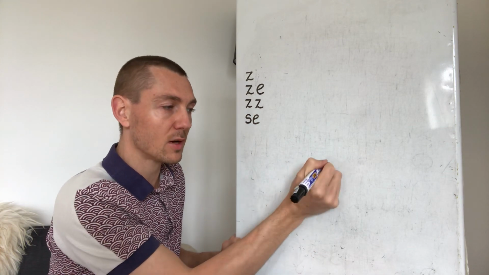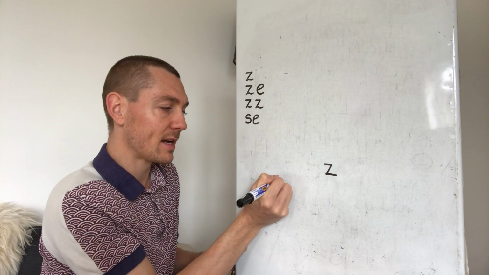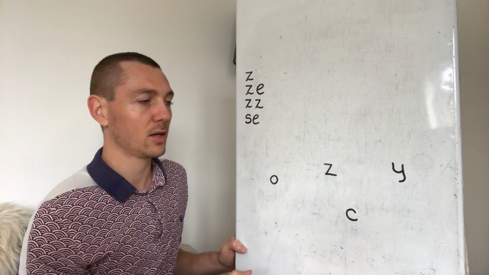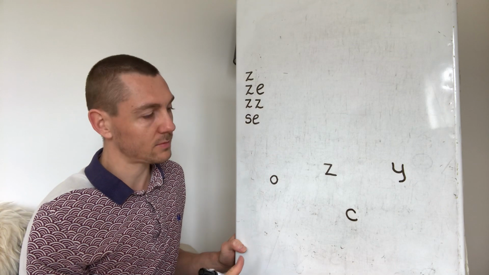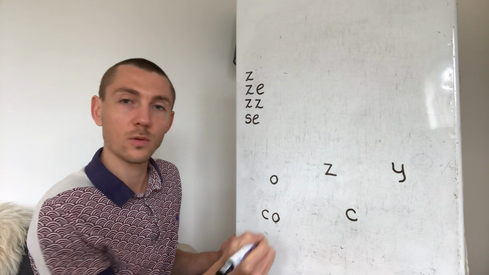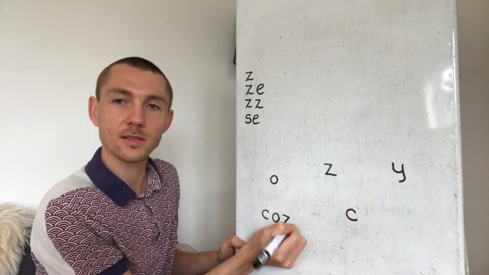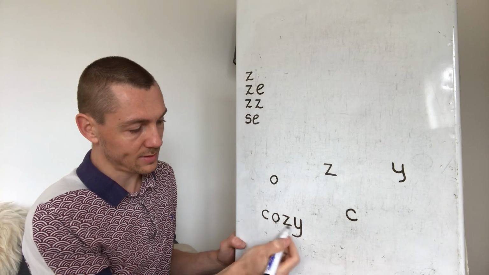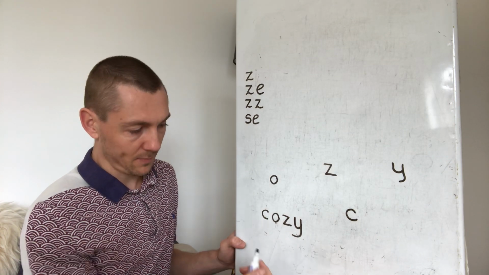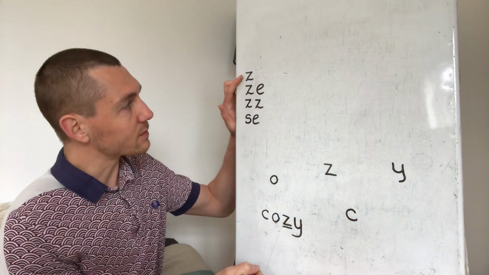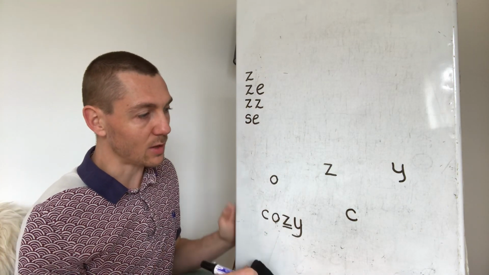Okay, let's have another one. We're going to have a 2-syllable word now. And these are the sounds that you need to build the word cozy. Cozy, 2 syllables. And we say k, o, z, e. Cozy. And that's quite straightforward, isn't it? We've just got the Z on its own spelling of z again in that 2-syllable word.